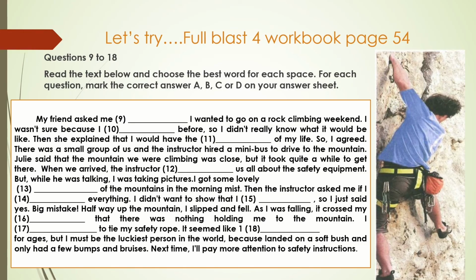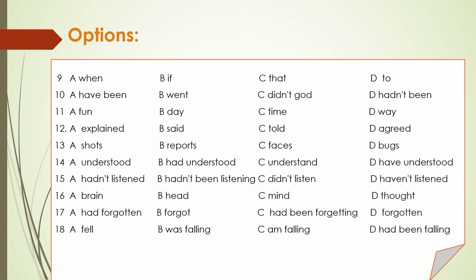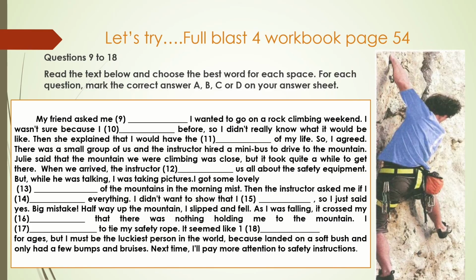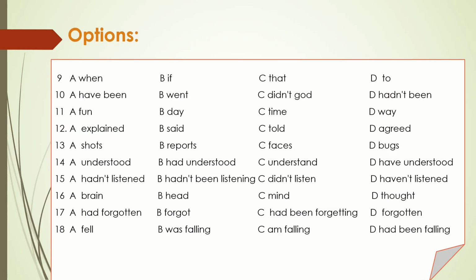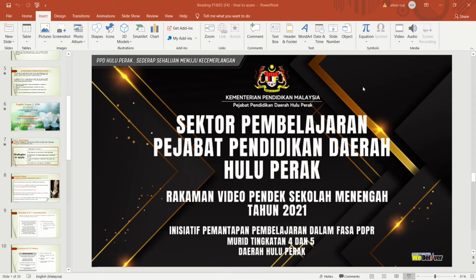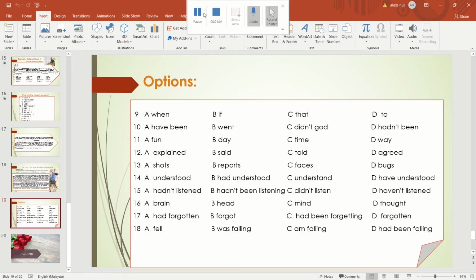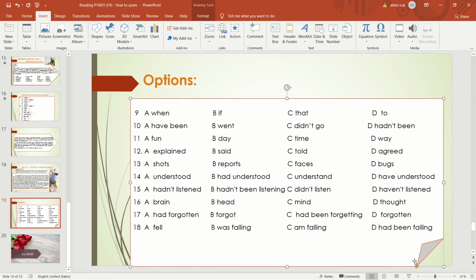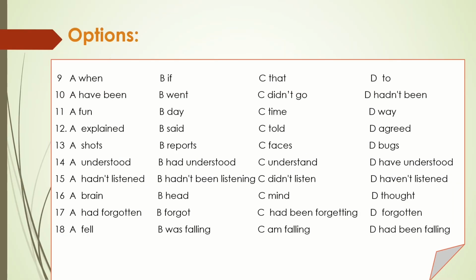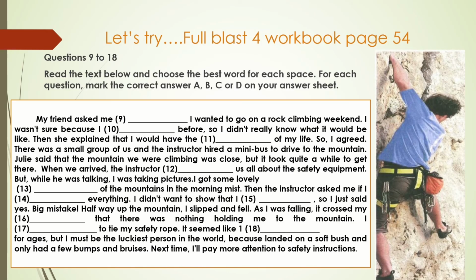Okay, I wasn't sure because I didn't really know what it would be like. I wasn't sure because I have been before? No, I went before. I hadn't been. Okay, I wasn't sure because I didn't go. Okay, I'm sorry, I think this is a didn't go. I'm going to change. Okay, coming back here. I wasn't sure because I didn't go before, so I didn't really know what it would be like.